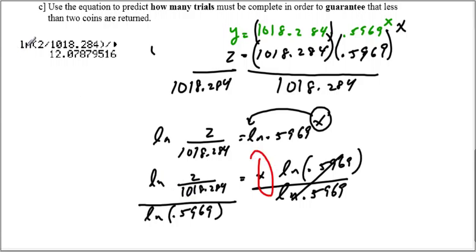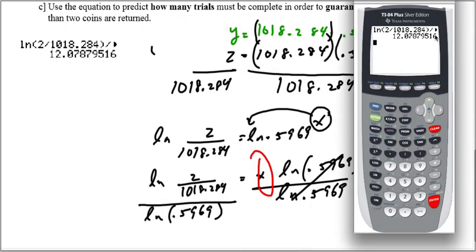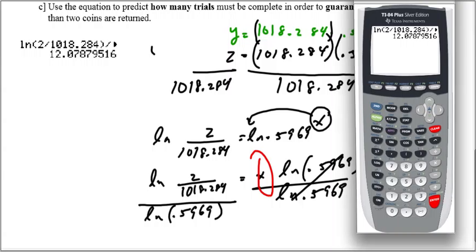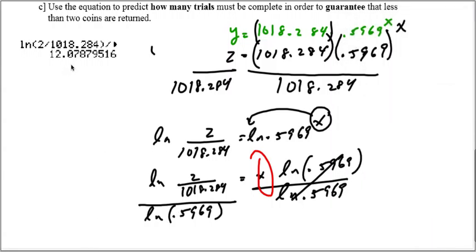This left side, I have ln of 2 divided by 1018.284 divided by ln of 0.5969. Okay, so I know you can't see it on my calculator screen, but I typed it and we get 12. Okay, so how many trials must guarantee it? It has to be a minimum of 12 trials. Okay, or I should say maximum of 12 trials. So we're looking at 12 as our final answer for that. All right, good.